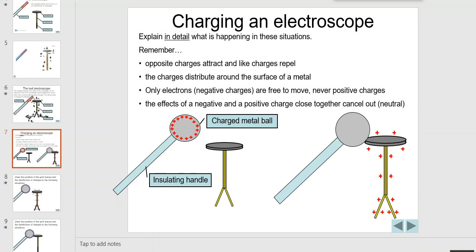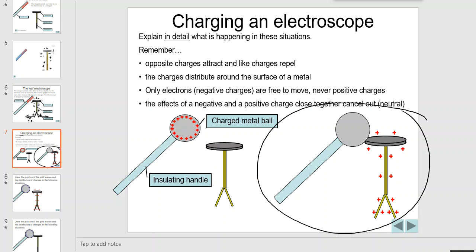Next, this time I'm going to touch it, and what's going to happen? Show me which charges are where. So we're going to draw on the second one here. We're going to draw over here. So what do I need to draw? This time the positively charged rod touches the electroscope.